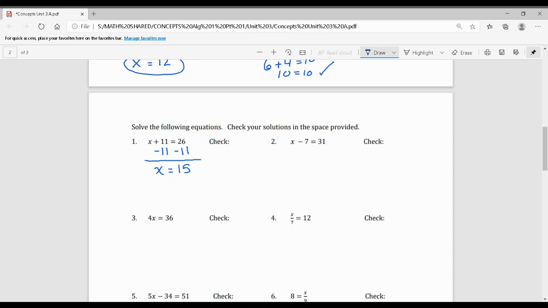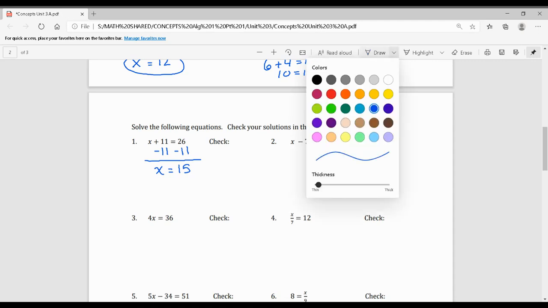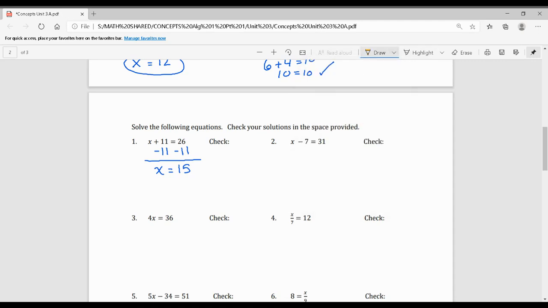Then please show your check. If you like to do your check in a different color, feel free to use a different color. But I take that 15 and I plug it in for X from that original equation. I ask myself, what's 15 plus 11? It's 26. And does 26 equal 26? Hooray.